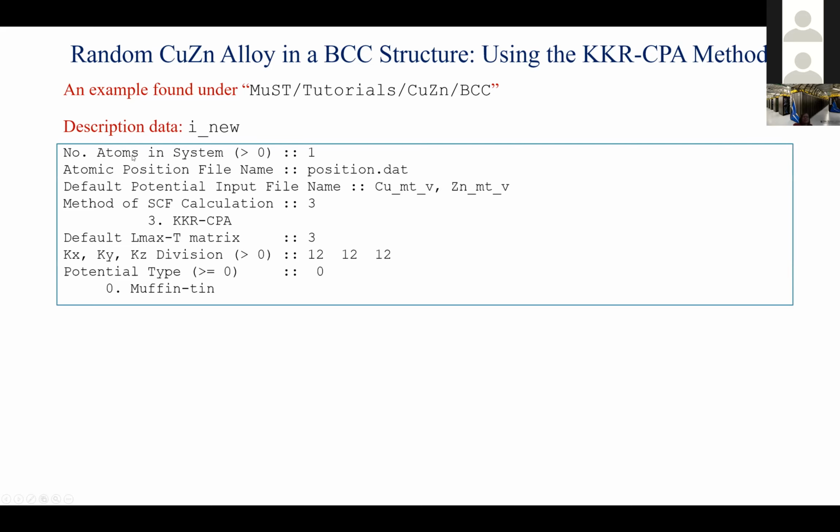Now the first question is how many atoms are in the system? Only one, because it's a CPA. I try to use an effective medium, where each effective medium atom is not real. It's kind of an average of copper and zinc. So that average effective atom occupies each atomic site. So that's only one atom per unit cell, because that repeats itself over the entire crystal. So there's only one type, one atom.